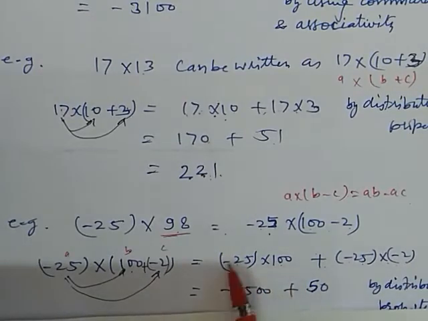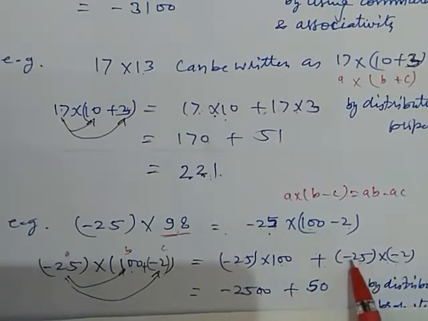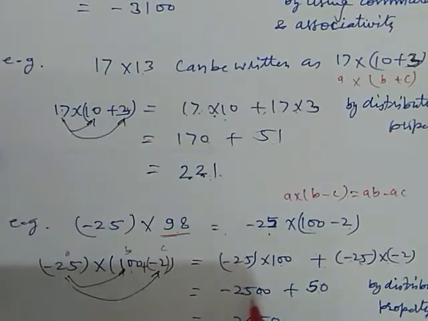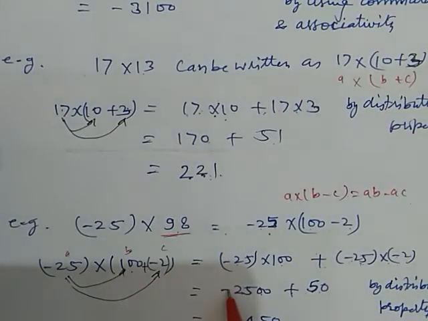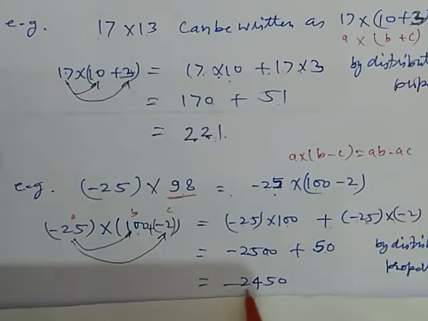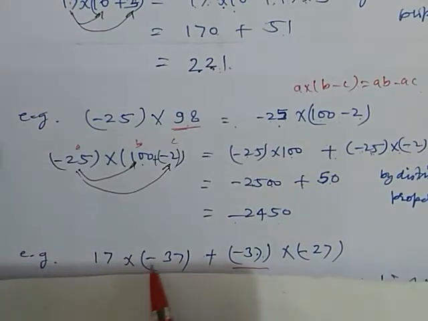Now multiply. It is very easy. Minus 25 into 1, minus 25, and put two 0s. Minus 25 into minus 2 is plus 50. So by the distributive property, it is very easy. Now add. Here they have different signs, so we subtract, and the bigger number has the negative sign, so put the negative sign here and just subtract them. So minus 2450 is our answer. So this way, by using different properties, we can make multiplication easier.